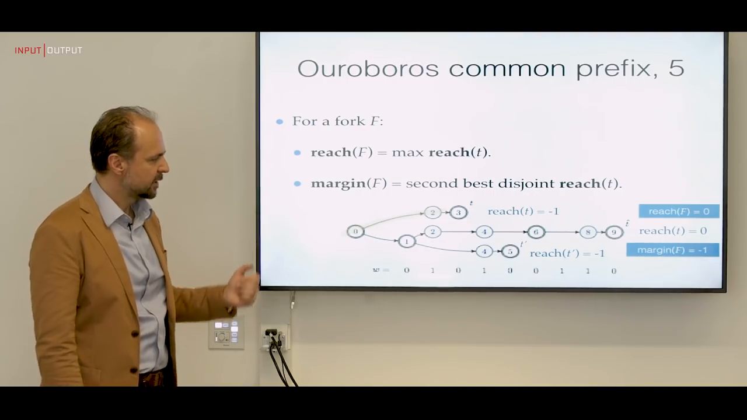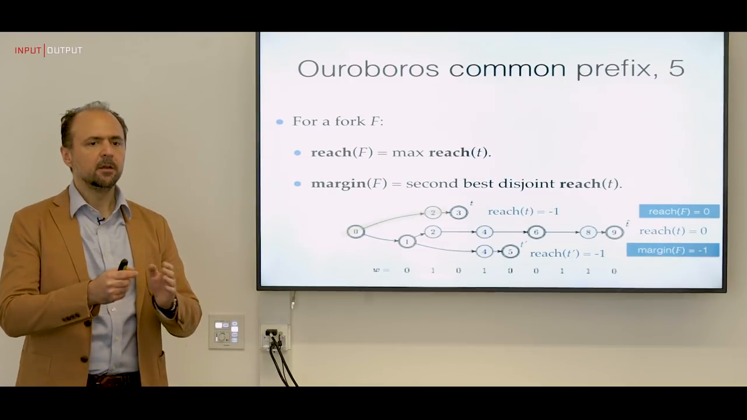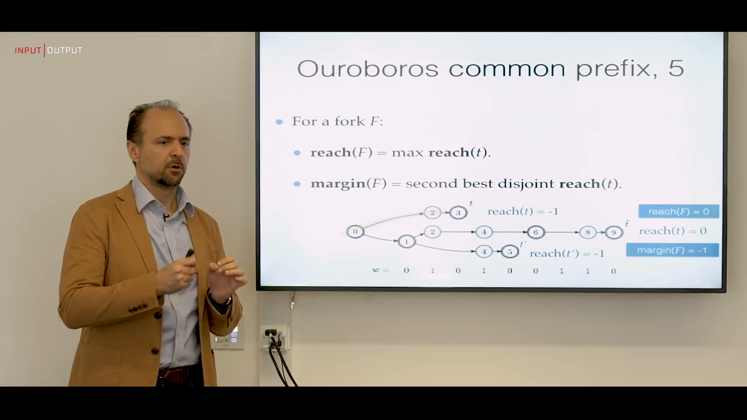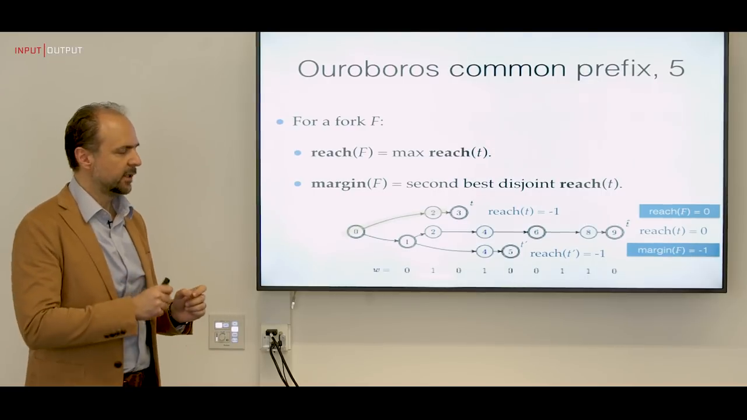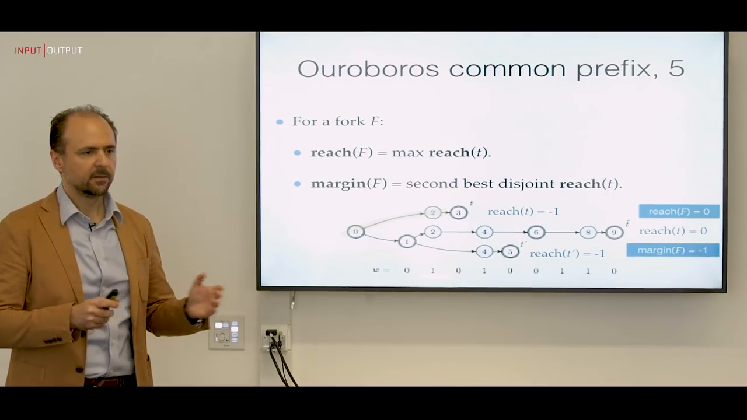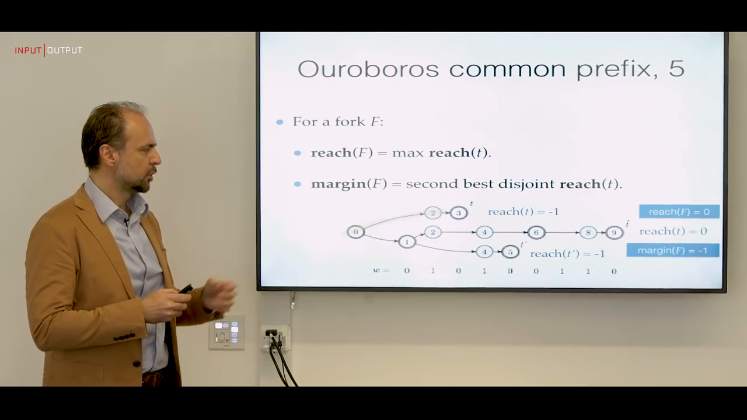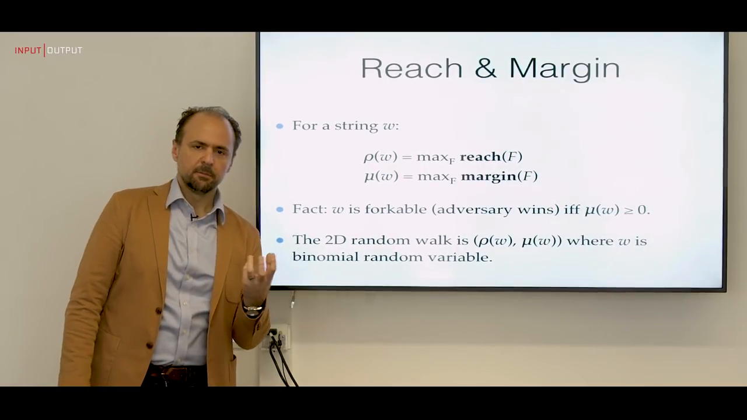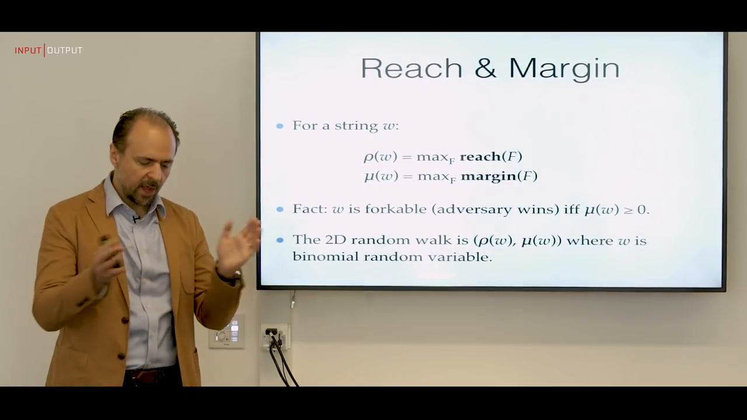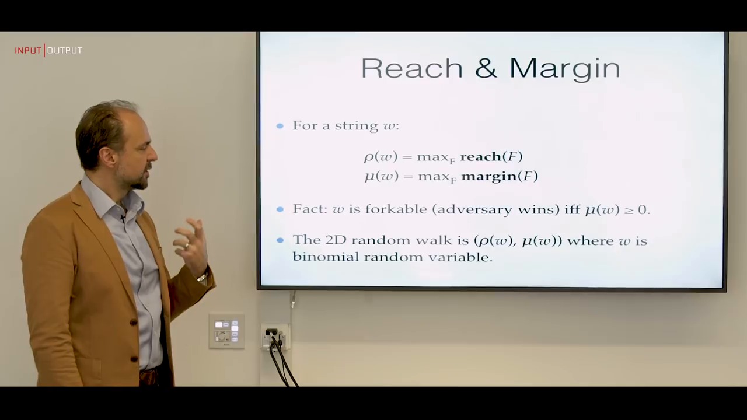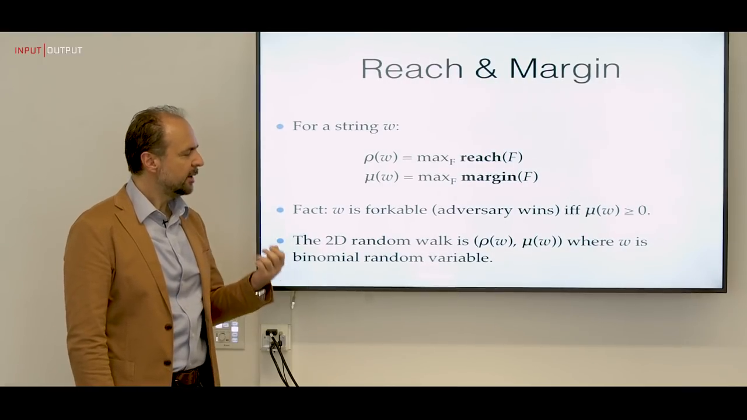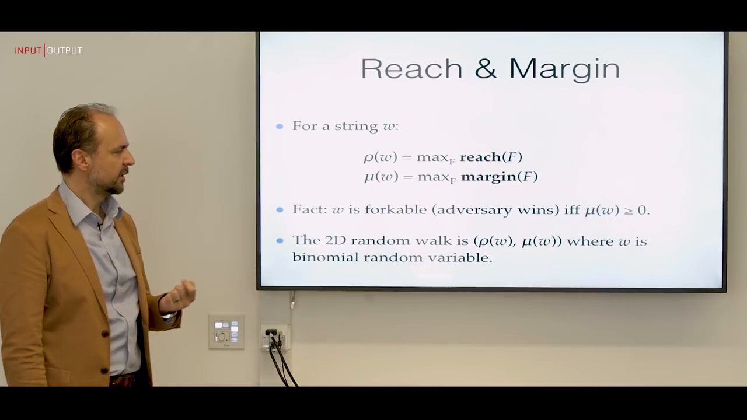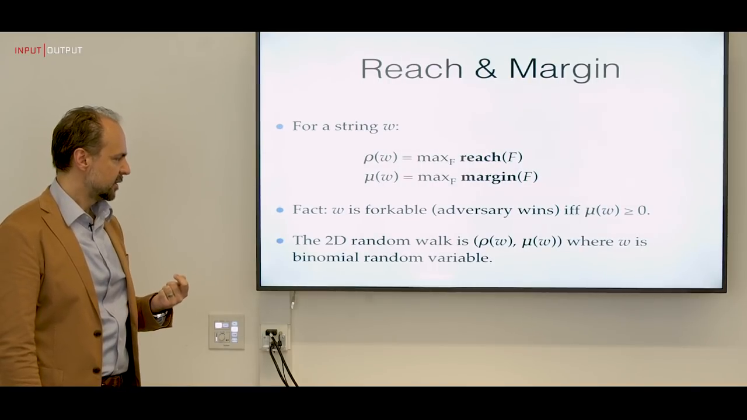That would be a setting, like in this particular one, where the adversary will not be able to fool an honest party that tries to connect in this protocol execution. And any honest party that connects in that particular execution is going to extend the block that was produced by the party at slot 9. So reach and margin are the two fundamental quantities that are interesting when we analyze these protocol executions. And we can show that the adversary will win if and only if the margin, which is the second best disjoint reach of a certain protocol execution, is at least zero.